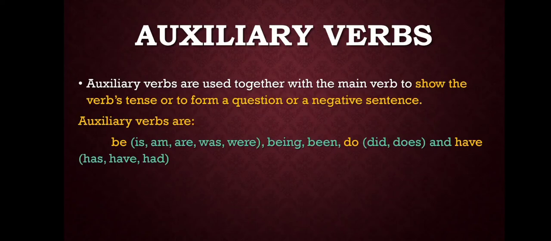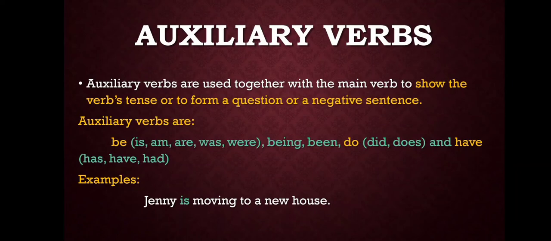Do in the form of did or does, and have in the form of has, have, had. So all of these are auxiliary verbs which identify the verb's tense, and are also used to form a question or negative sentence.